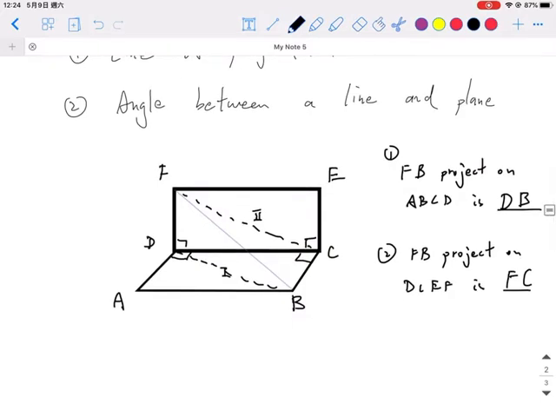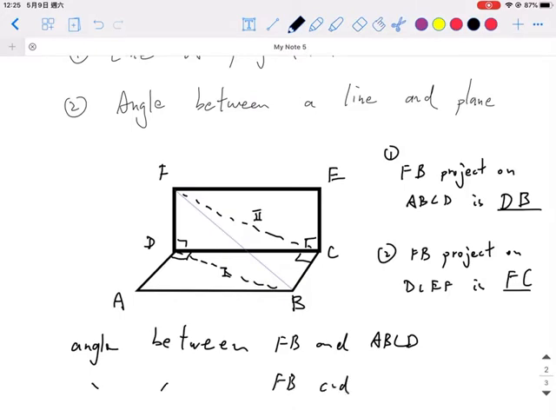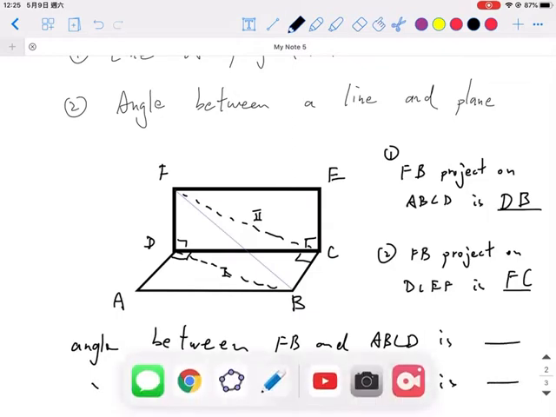For example, which angle is the angle between FB and the plane ABCD, and the second one is also the angle between FB and the plane DCEF. So what will it be? Let's move to our object first.